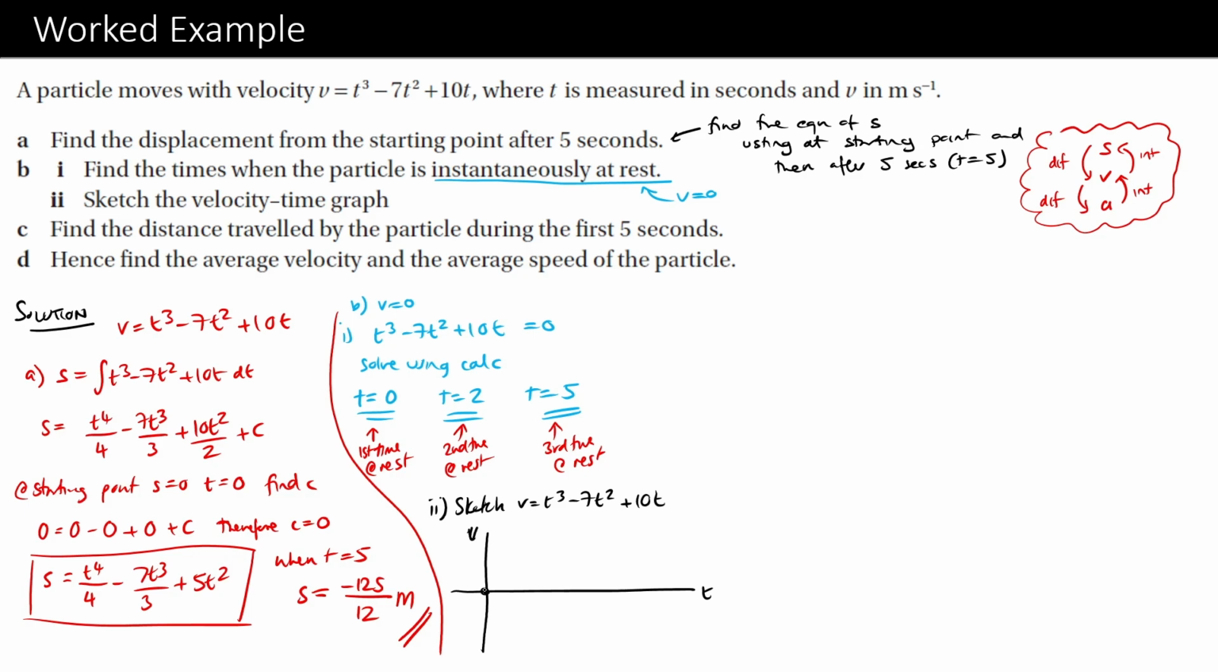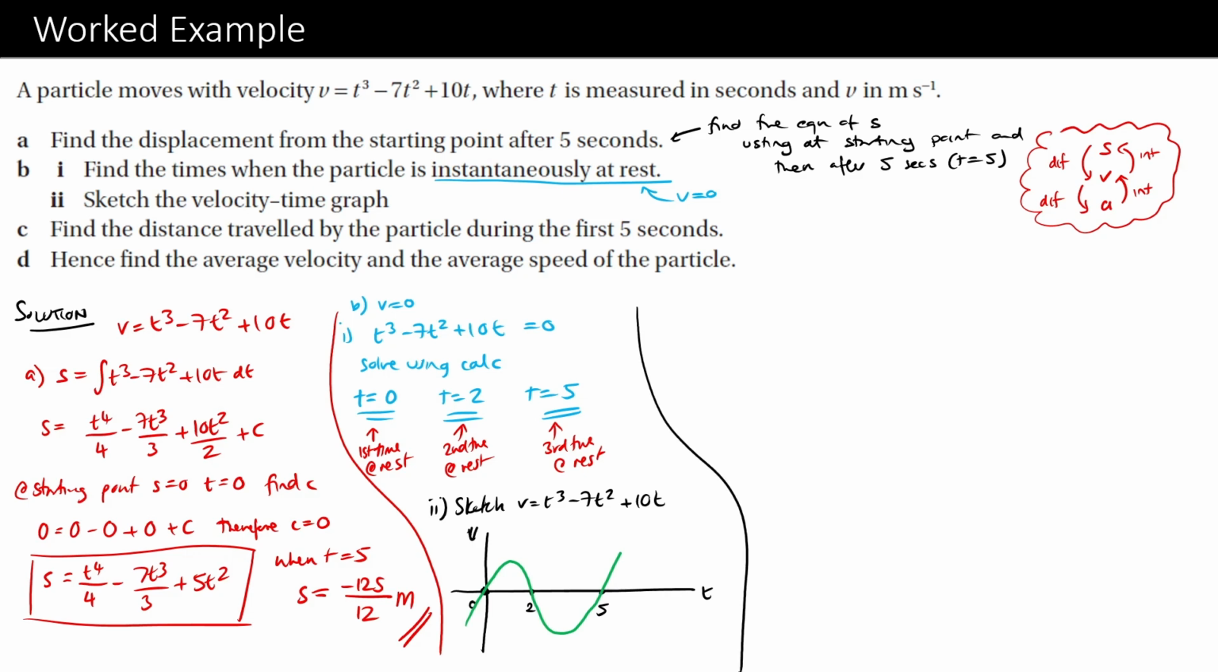Now I've already worked out the roots, so it's going to be at 0, at 2, and at 5. It's a positive cubic, so it's going to go something like this. And again, let me just correct that because that does not go through 0, and you always need to make sure that it does. Oh, done it again. Like so.